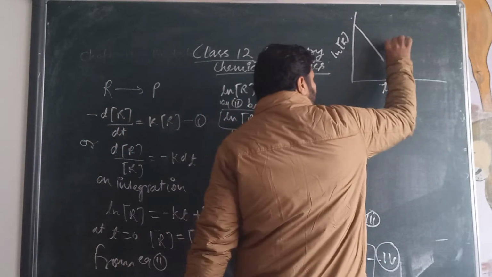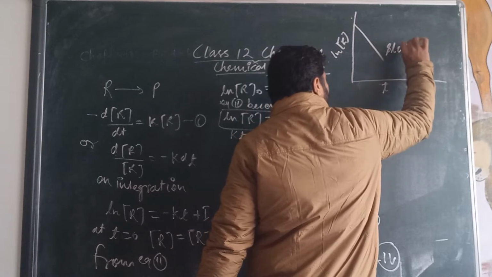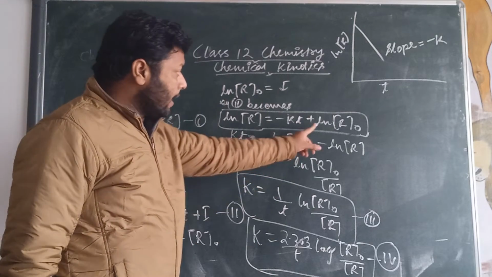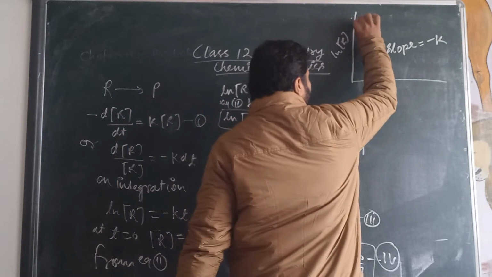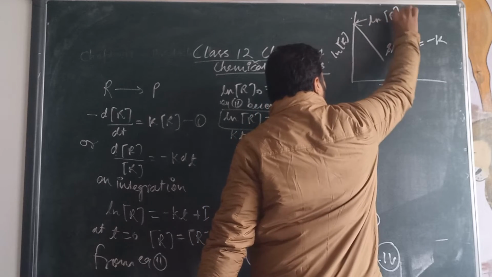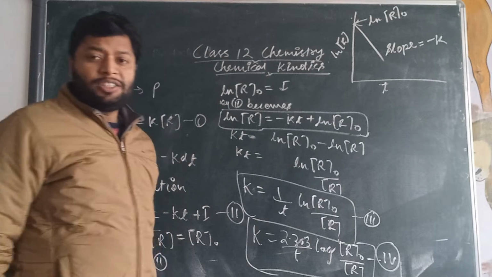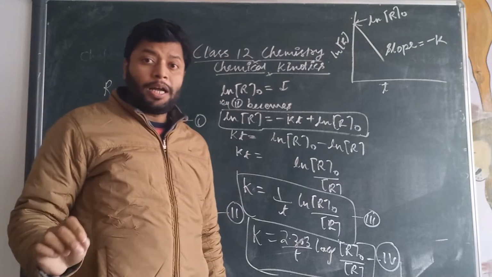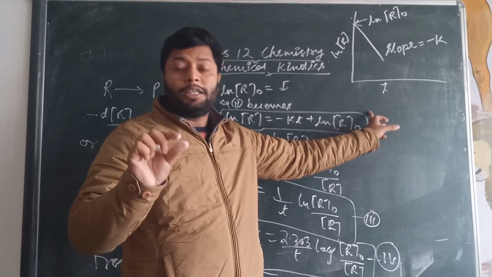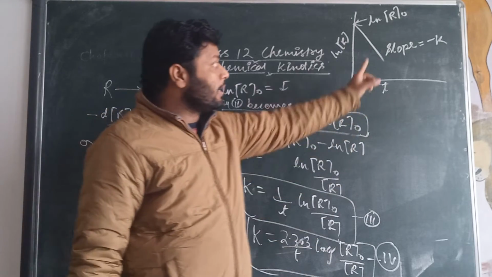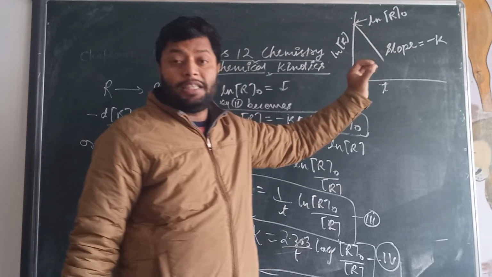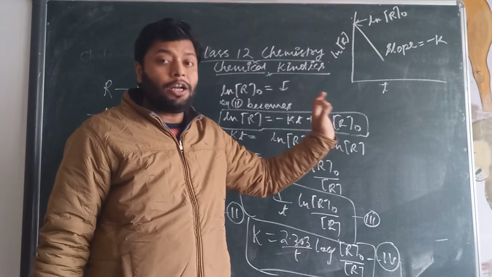So slope will be minus k, and ln r naught will be the intercept. So you can see that when we draw a graph of ln r versus t, we will get a downward sloping straight line, where the slope indicates minus k and the intercept indicates ln r naught.